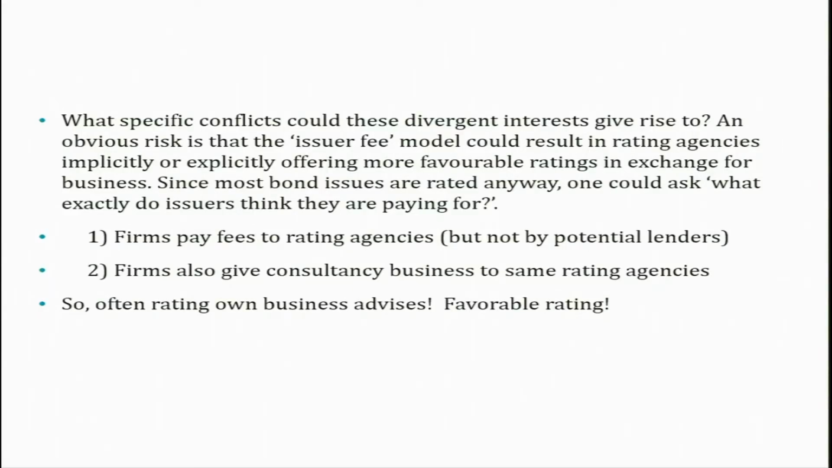So what specific conflict could these divergent interests give rise to? An obvious risk is that the issuer fee model could result in rating agencies implicitly or explicitly offering more favorable ratings in exchange for business. That means if you are the owner of the firm and you give me your rating business, obviously I will be more lenient to you because the incentive mechanism is like that, and I will give more favorable ratings. And you know that if I give you favorable ratings, in the coming years also, you will be approaching me for your prospective ratings, right?